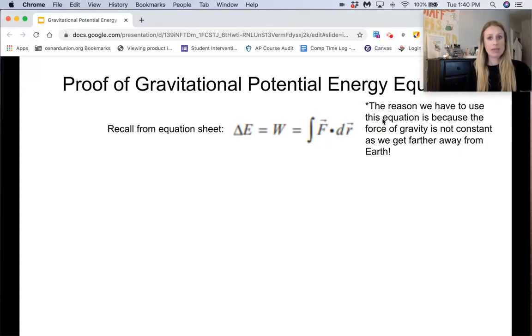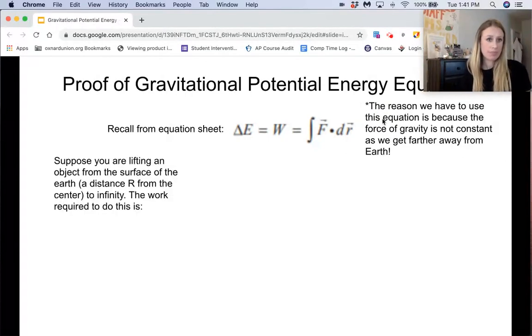Now, the reason we have to use this equation is because the force of gravity is not constant as we get farther and farther away from Earth, right? The force of gravity is getting weaker and weaker as we get farther away. So suppose you are lifting an object from the surface of the Earth, which is a distance r from the center, as in the radius of the Earth, to infinity. So we're lifting from the surface to infinity.